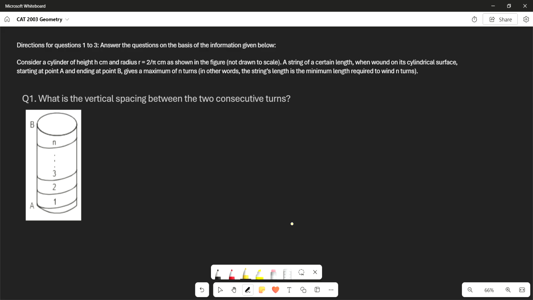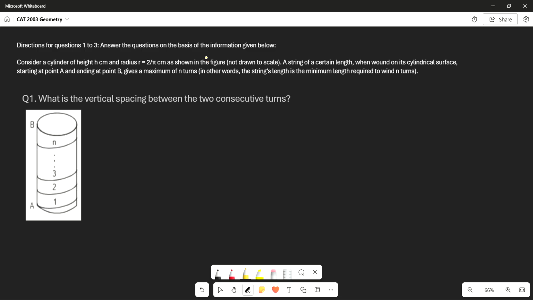Today we will be solving three questions from the topic geometry, and these three questions came in CAT 2003. I would say these three are very important questions. I would not say these are very easy questions. Okay, moderate to difficult level questions. So let's start.